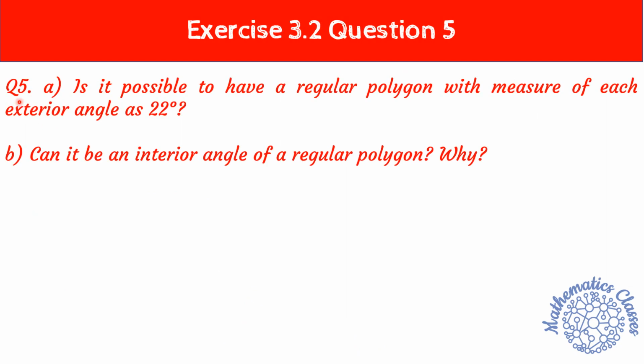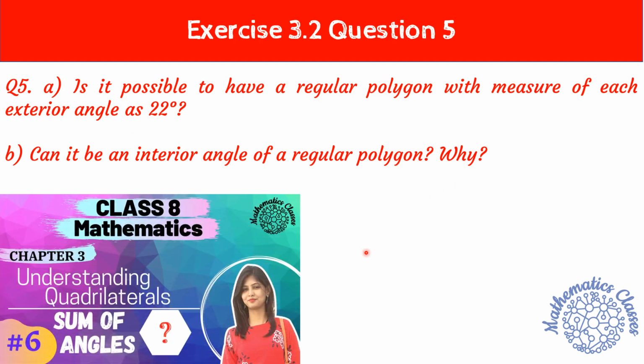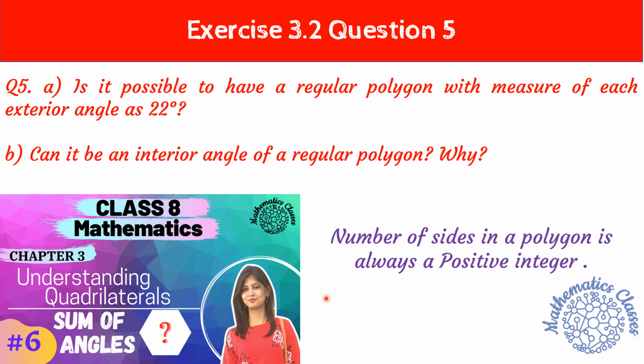Question number 5, part A: is it possible to have a regular polygon with measure of each exterior angle as 22 degree? Part B: can it be an interior angle of a regular polygon? Why? This type of similar question we have already solved during our lecture on interior angles of polygon. Kindly do watch it. The idea is that you have to find the number of sides, and if the number of sides is not a positive integer, then that polygon doesn't exist.